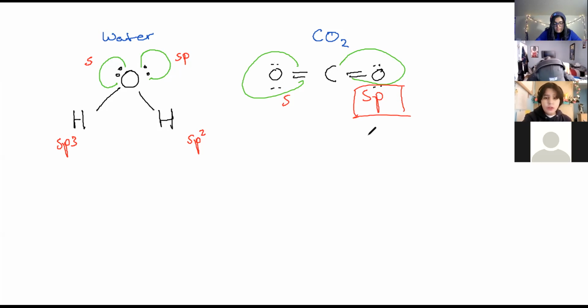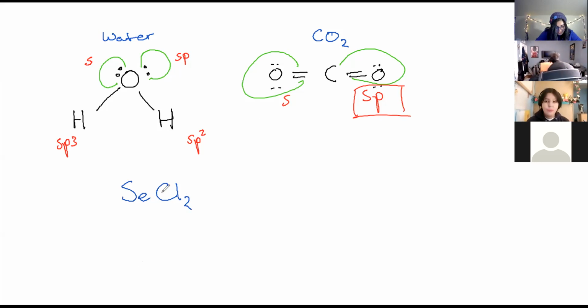Somebody mentioned SeCl2. Let me remember if I can do that one. SeCl2. The central atom is Se. Actually, let's build this one and figure out what the hybridization is. So how many valence electrons do we have for SeCl2?